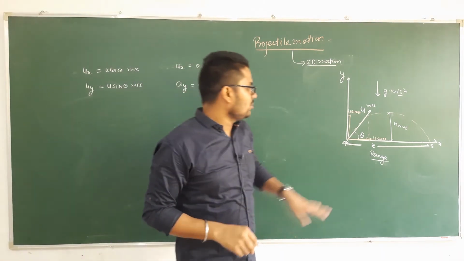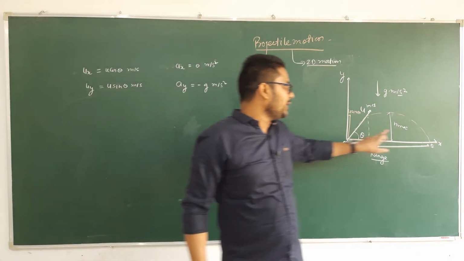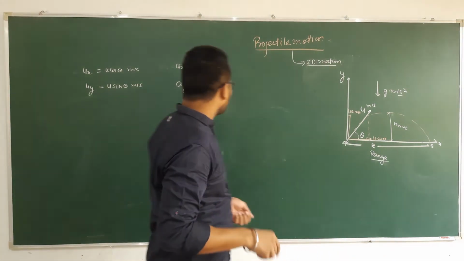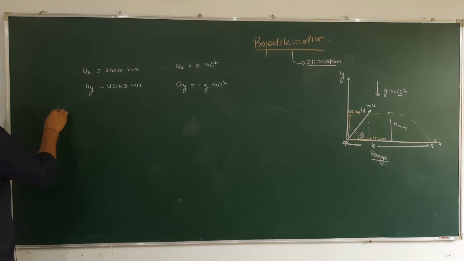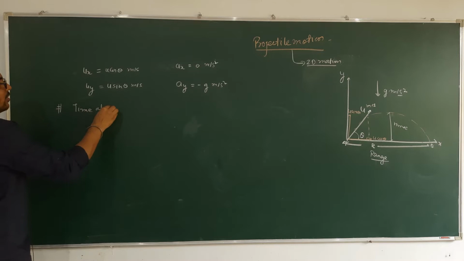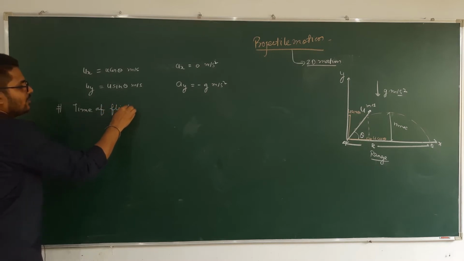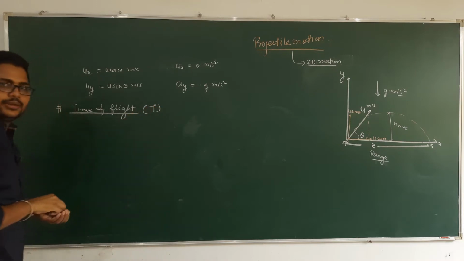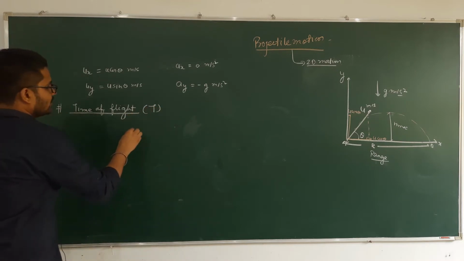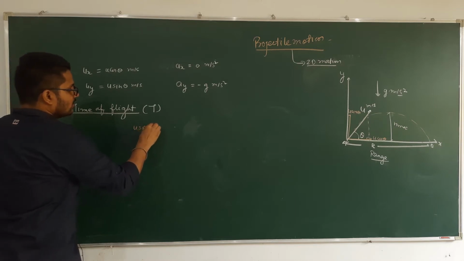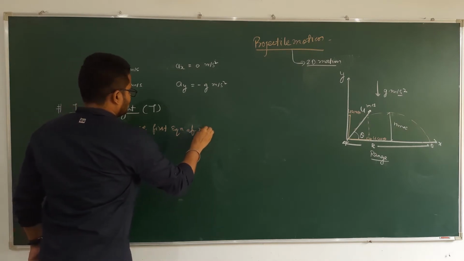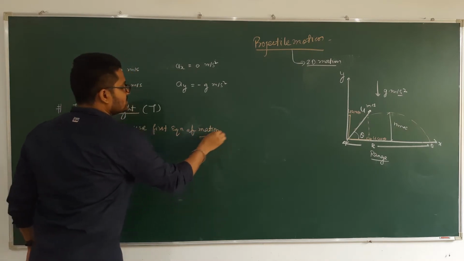Okay. So the time it takes from A to B is called time of flight. How to calculate time of flight? First of all, we will discuss time of flight. Time of flight is represented as capital T. So use the first equation of motion.